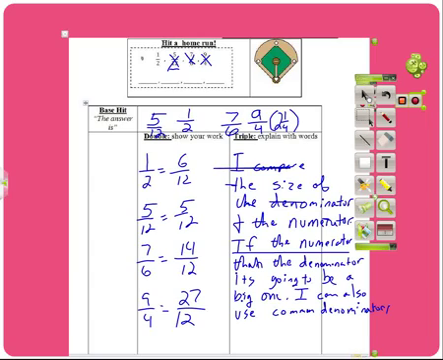Oh, that looks really good. Put it in words and we're good.